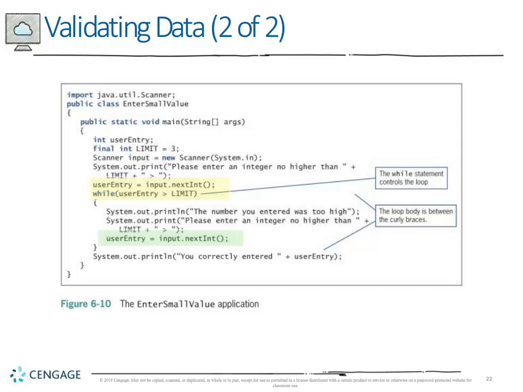So userEntry equals input.nextInt. This actually assigns the user's input to userEntry. When we say equals, it's actually not equality, it's assignment to the variable. So it gives the user a chance to re-enter. Also, we can re-evaluate the condition: if userEntry is greater than limit.